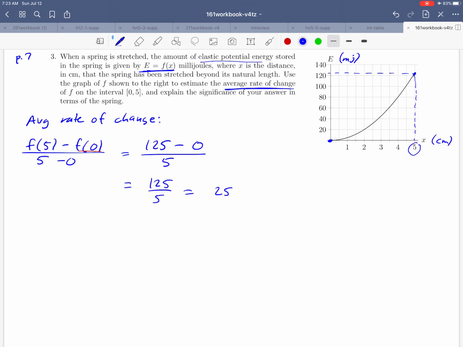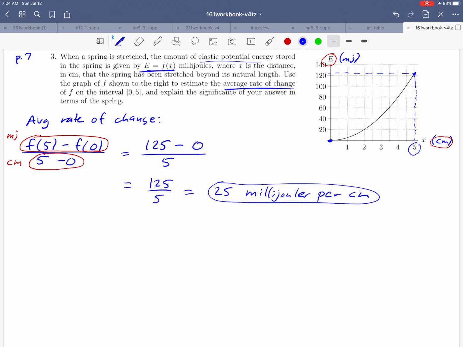Well, we've answered the first part of the question. That is our average rate of change, but what does it mean? What are we really measuring when we do that? Well, let's think units here. In the numerator, we were talking about outputs, and we can see from our picture that output values are E. Those are measured in millijoules. And then the 5 minus 0, those are points on the horizontal axis. Down here, those units are centimeters. So we can see that the units of the 25 should be millijoules per centimeter.